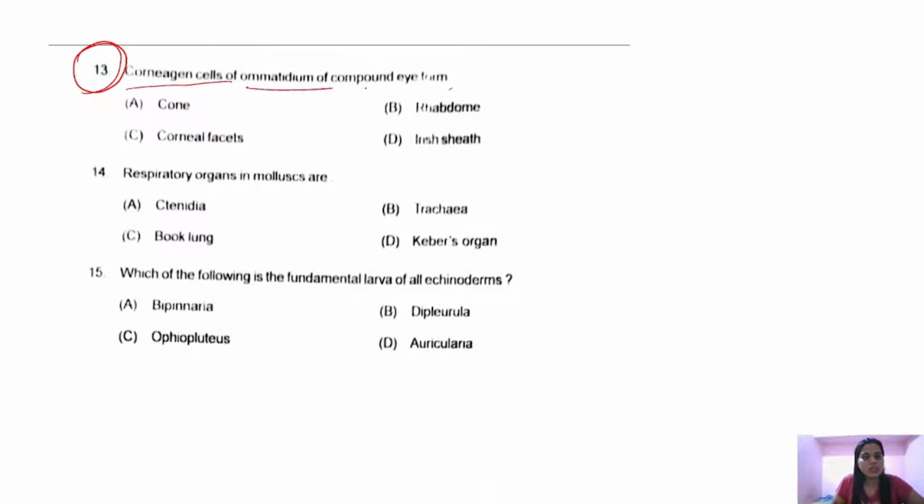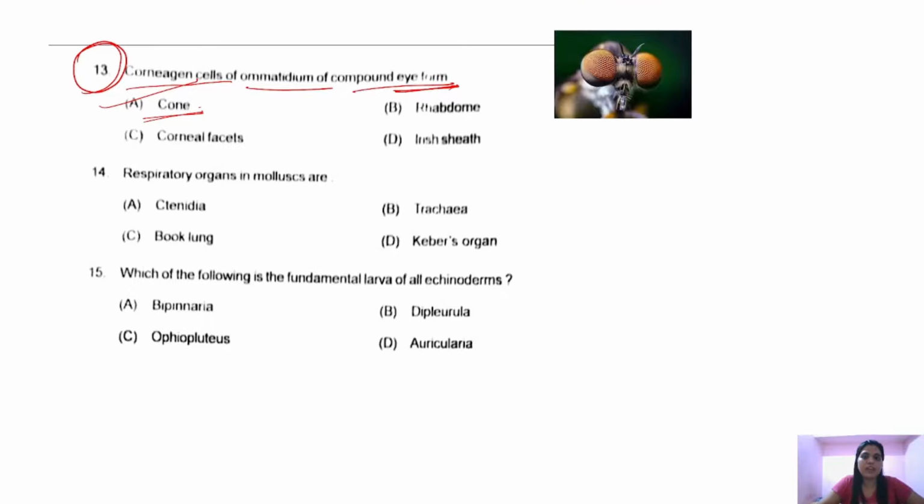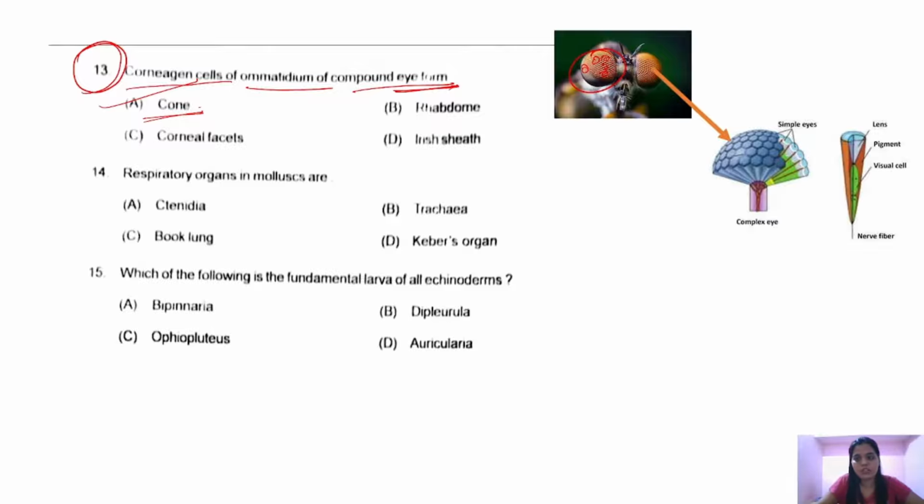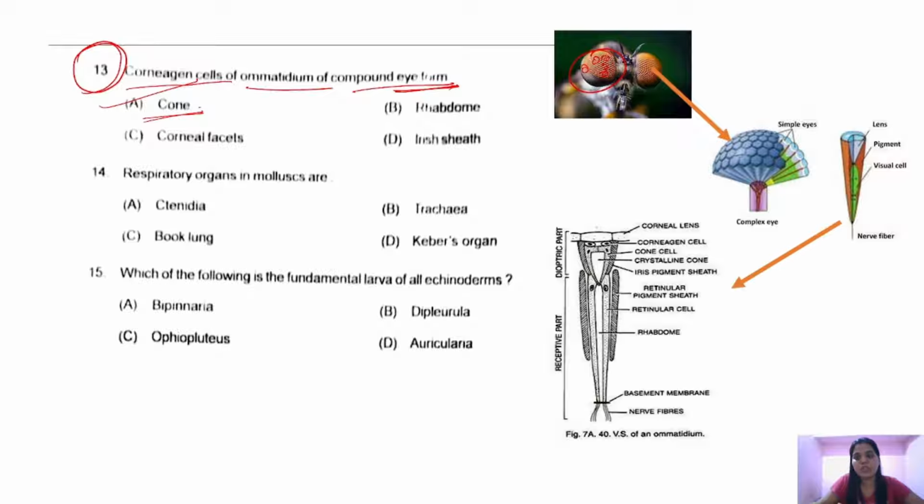Next question, question number 13. Cornigian cells of ommatidium of compound eye form, options are A, cone. Yes, this will be the right answer. Let's see how. So what is ommatidium? In case of insects like flies, they have compound eyes. Like we human beings have simple eyes, but these are compound eyes. These compound eyes are made up of small units like this. You can see this is the structure of a compound eye. If I zoom in more, you can see the structures like this. This is the structure of the ommatidium. So this compound eye is made up of small units and these units are called ommatidia.